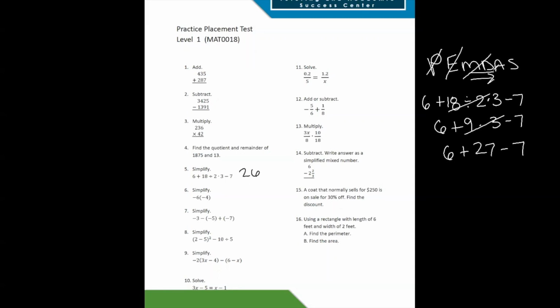I'm going to go on to addition and subtraction left to right. So 6 plus 27 is 33. And then when I subtract 7, I get the answer of 26.